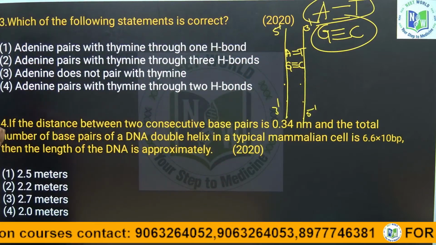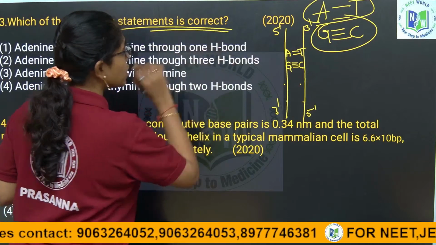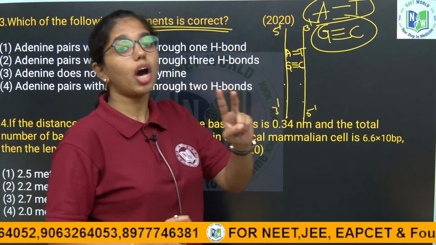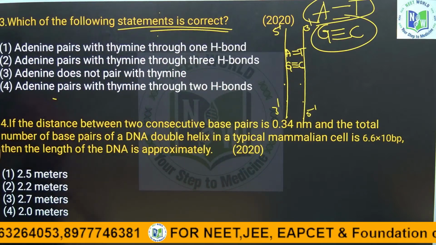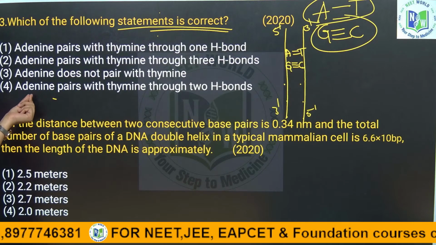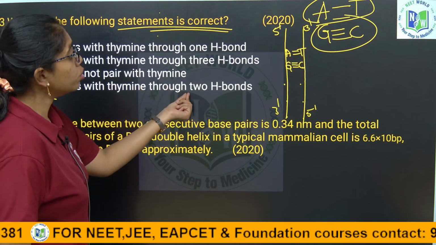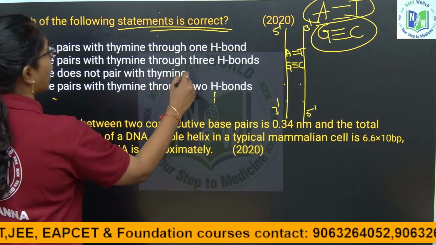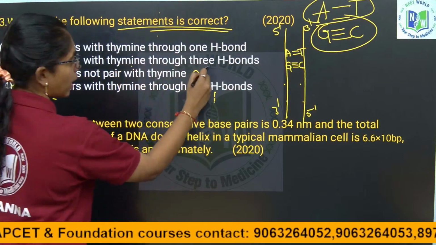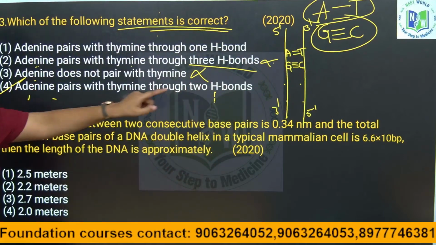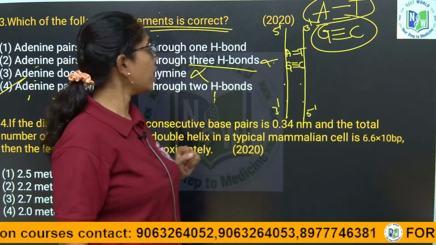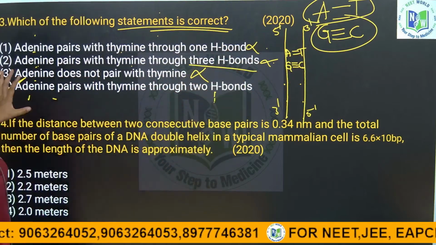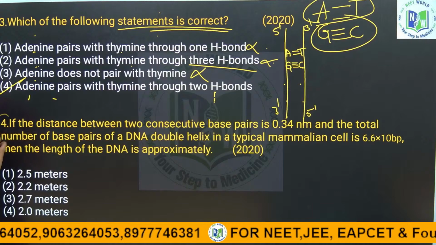So, what is the correct statement? Whenever statement based questions come, you have to look into the question properly whether he is asking for the correct statement or the incorrect statement. In the correct statement, adenine pairs with thymine through 2 hydrogen bonds. Adenine does not pair with thymine, wrong. Adenine pairs with thymine with 3 hydrogen bonds, wrong. It is guanine that pairs with cytosine with 3 hydrogen bonds. Adenine pairs with thymine with only 1 hydrogen bond, wrong. Clear?